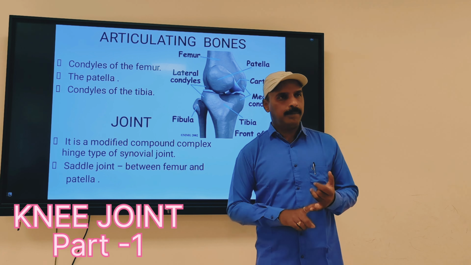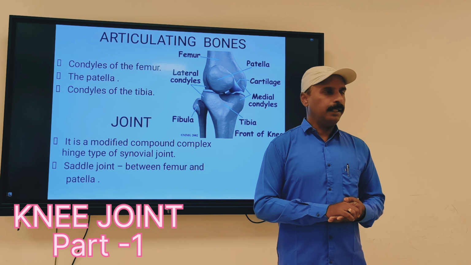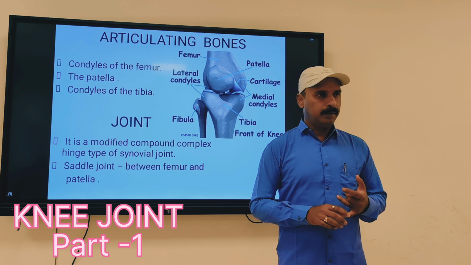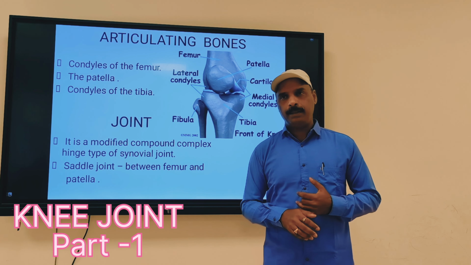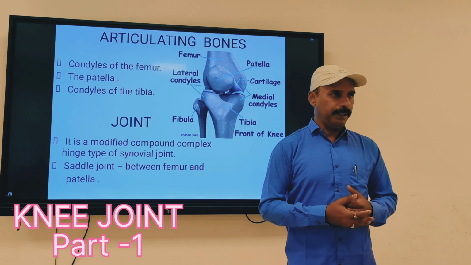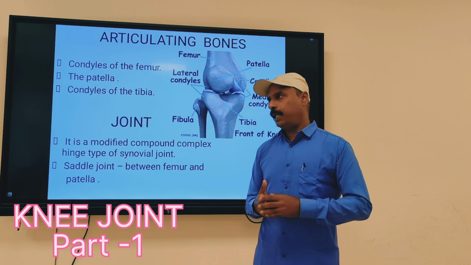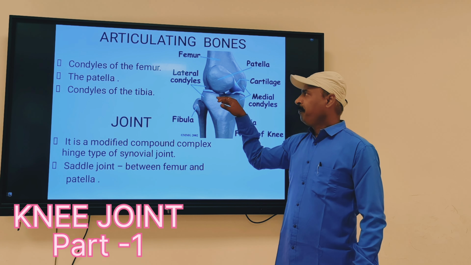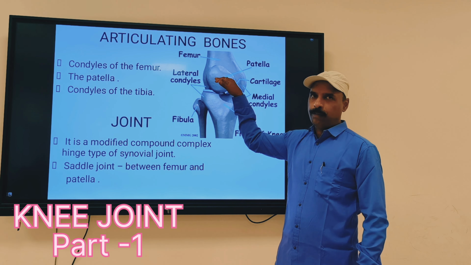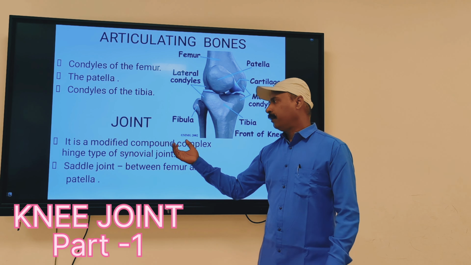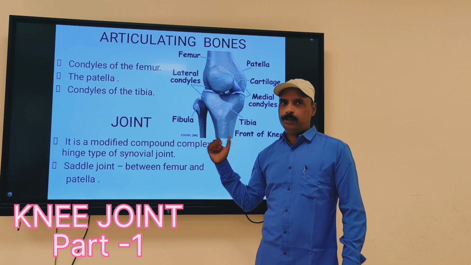So I have told the introduction. The knee joint is one of the large joints, and it is a complex variety of joint. Its complexity is due to the presence of the joint cavity divided into compartments. One compartment is the patellofemoral, then the lower end of the femur and tibia. So this divides the joint cavity into different compartments. So we get the compound or complex variety of joint.